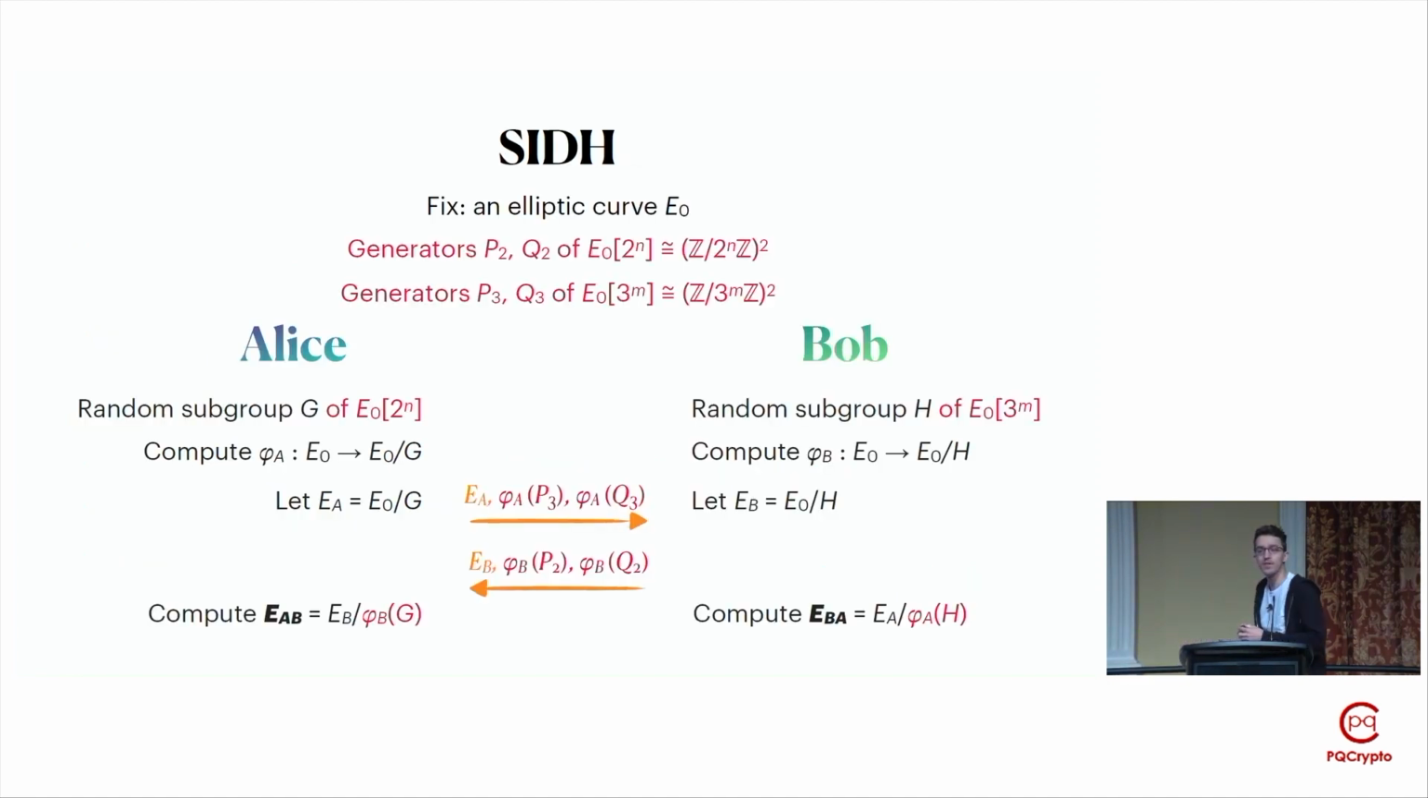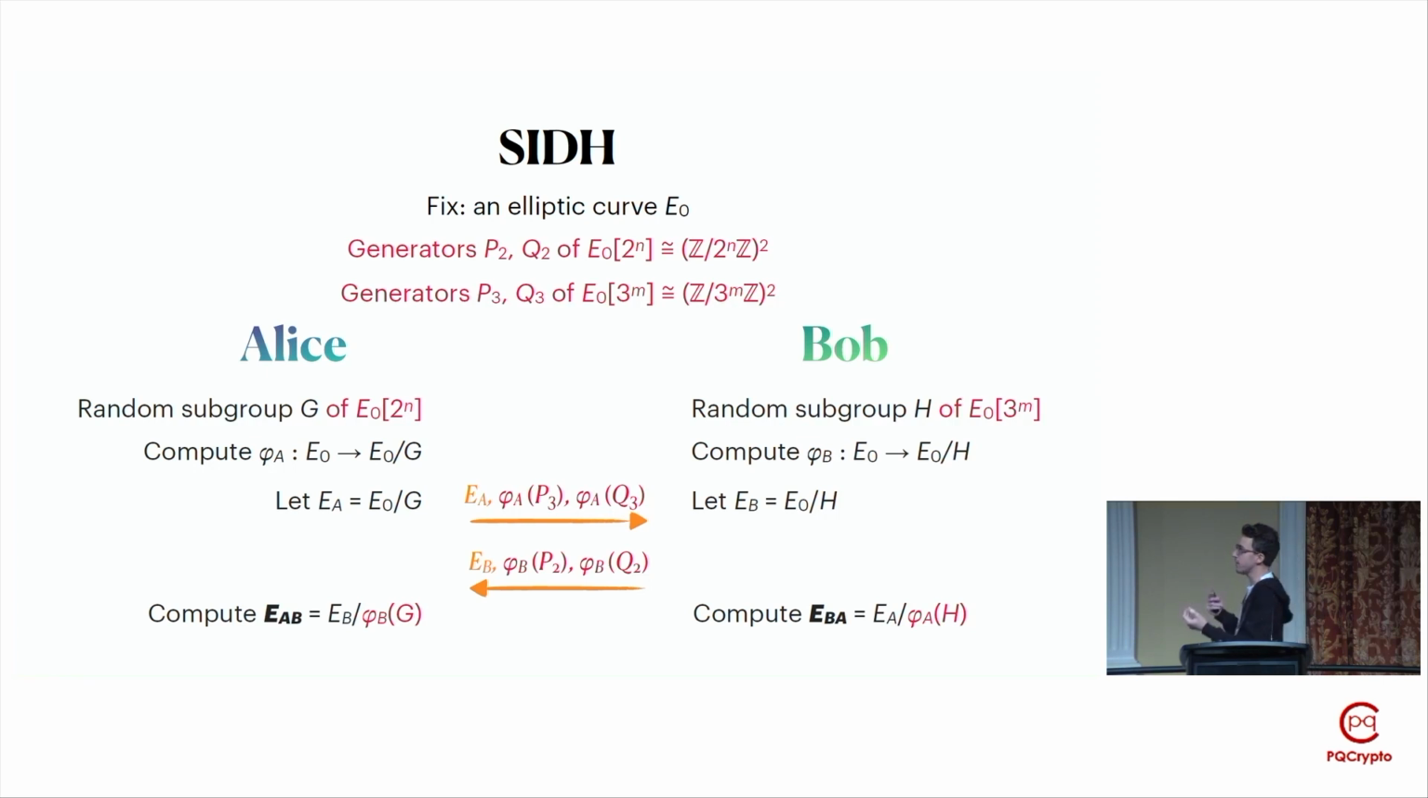Okay, so here's the updated protocol. I've added in red what's new compared to the idealized version I presented before. In the setup, they both need to agree on some basis of the 2^n torsion, which I write P2, Q2. And giving the restriction of a secret isogeny on the 2^n torsion means giving the image of this basis. So here, Bob takes the basis of the 2^n torsion, P2 and Q2, and reveals the images to Alice.